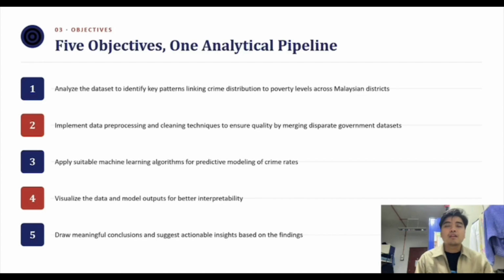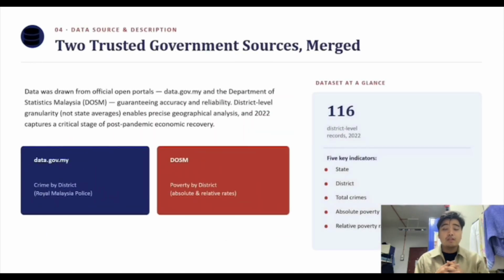Let's move into the next slide, which is data source and descriptions. For our data, we rely on two trusted government sources: first, data.gov.my for crime data by district from the Royal Malaysian Police, and the Department of Statistics Malaysia, DOSM, for poverty data by district covering both absolute and relative poverty rates. Because these are official open data portals, we can be confident that the data is accurate and reliable.